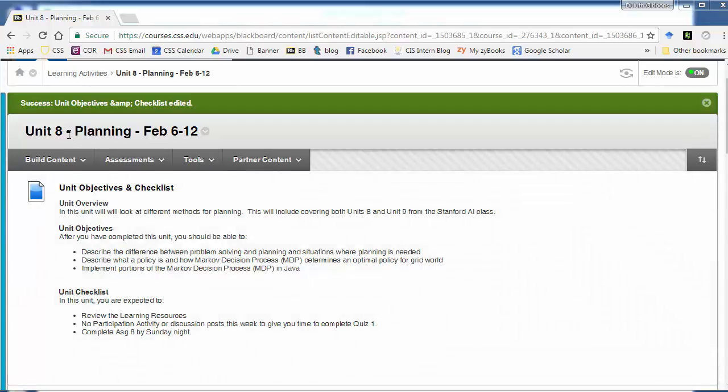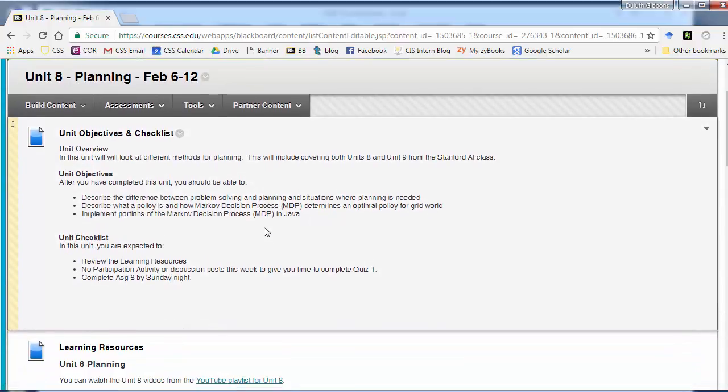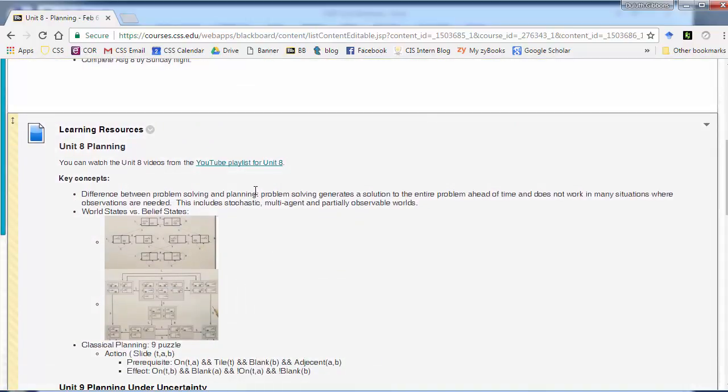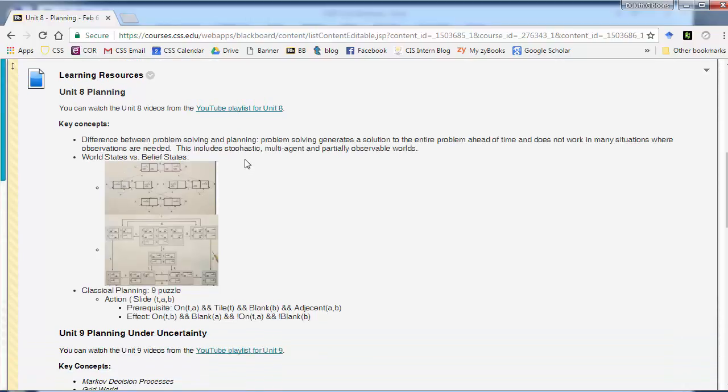Okay, in Unit 8, we're going to talk about planning and how planning works, in particular focus on something called Markov decision processes and how MDPs can be used to plot out decisions. We're going to look at two units in the Stanford video series. Unit 8 introduces planning, and Unit 9 introduces planning under uncertainty.